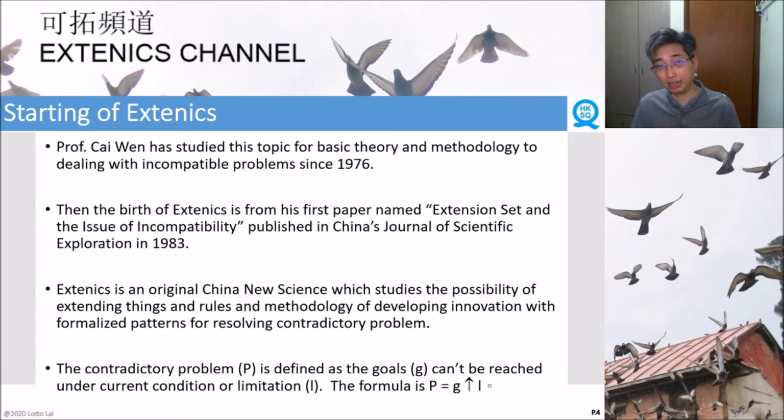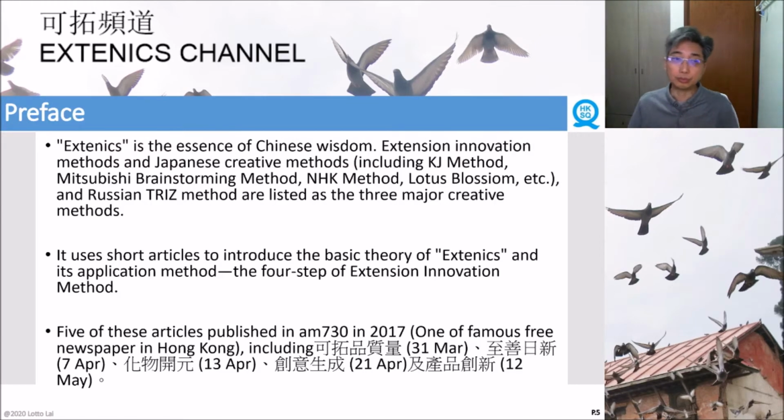First, we need to identify what a contradiction problem is. In his book, Extenics Theory, Method, and Application, a contradiction problem is defined as a goal which cannot be achieved under the current condition or under a limitation. So the formula is P, meaning the problem, equals goal G, up arrow, and limitation L. Up arrow means cannot achieve. My book is talking about that.